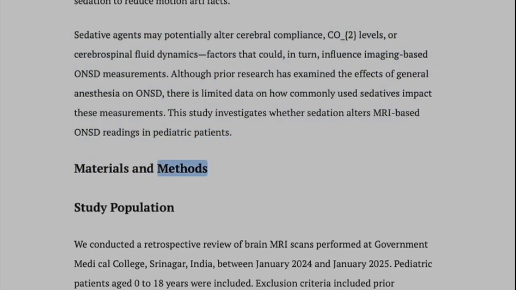Materials and methods. Study population. We conducted a retrospective review of brain MRI scans performed at Government Medical College, Srinagar, India, between January 2024 and January 2025. Pediatric patients aged 0 to 18 years were included. Exclusion criteria included prior neurosurgical procedures, orbital pathology, poor image quality, or undocumented sedation status.